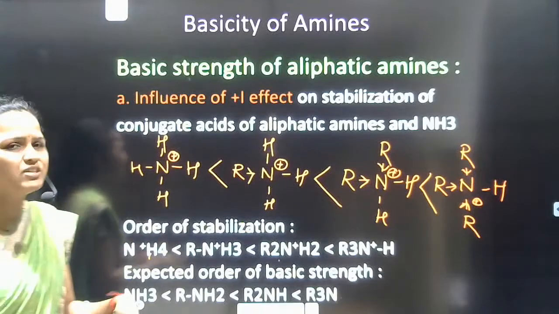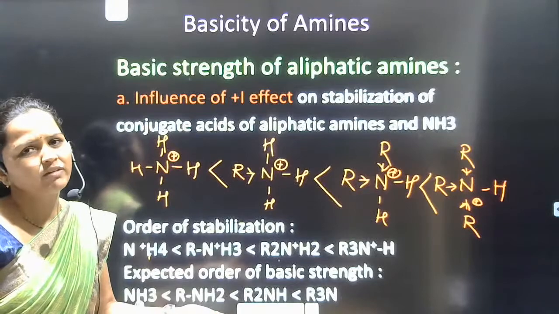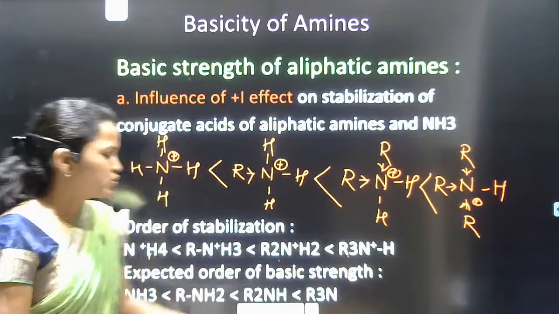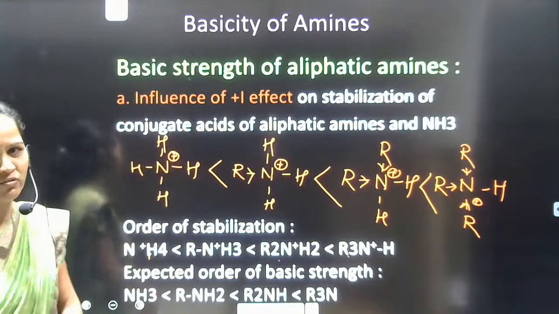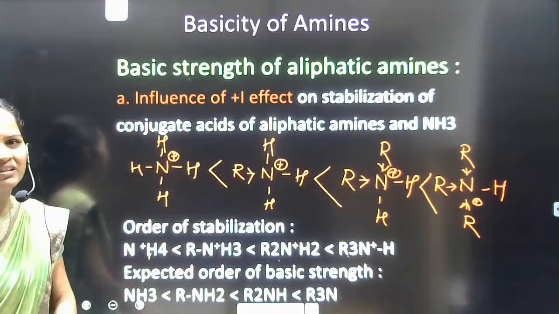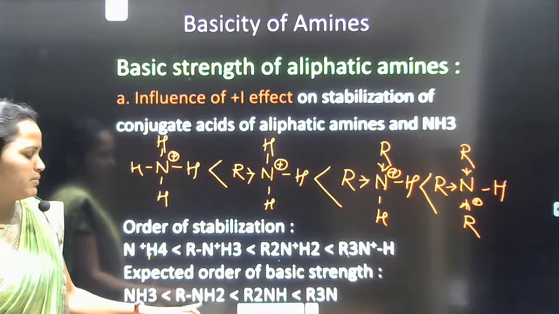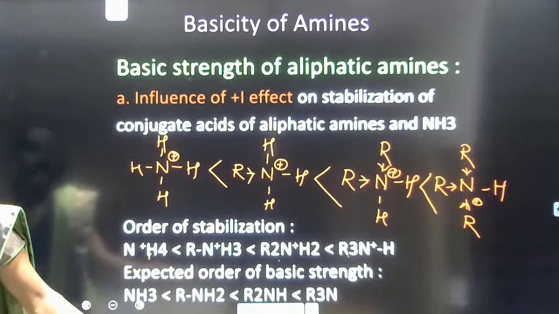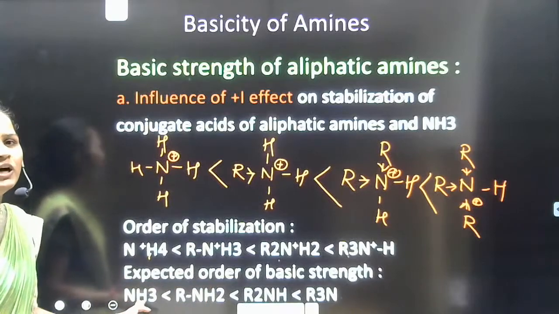Greater is the stabilization, stronger will be the base. So tertiary amine stabilization is more. So the tertiary amine is more basic in nature according to plus I effect. So the expected order of basic strength: tertiary amine is greater than secondary amine is greater than primary is greater than ammonia.